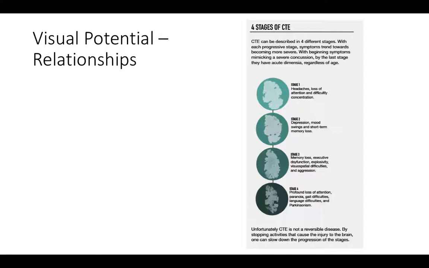Another type of visual potential is the relationships. So here I have relationships between 4 main stages of CTE, starting with the first and ending with the fourth. So here I have decided to stack them from stage 1 being at the top and stage 4 being at the bottom, and include supplementary information about the different stages and what distinguishes them, specifically what are the new marked symptoms, the hallmark symptoms at stage 2, which lets you know that you have arrived.